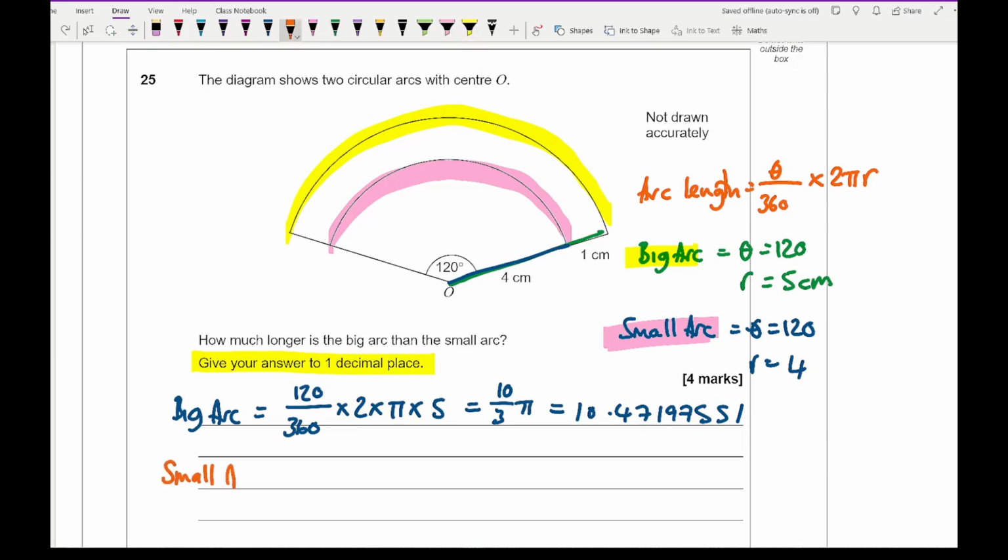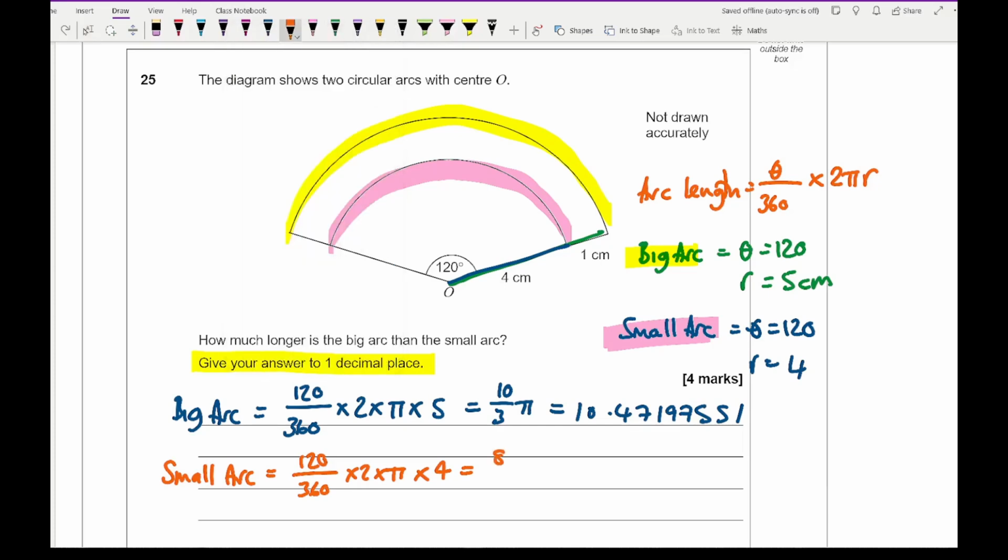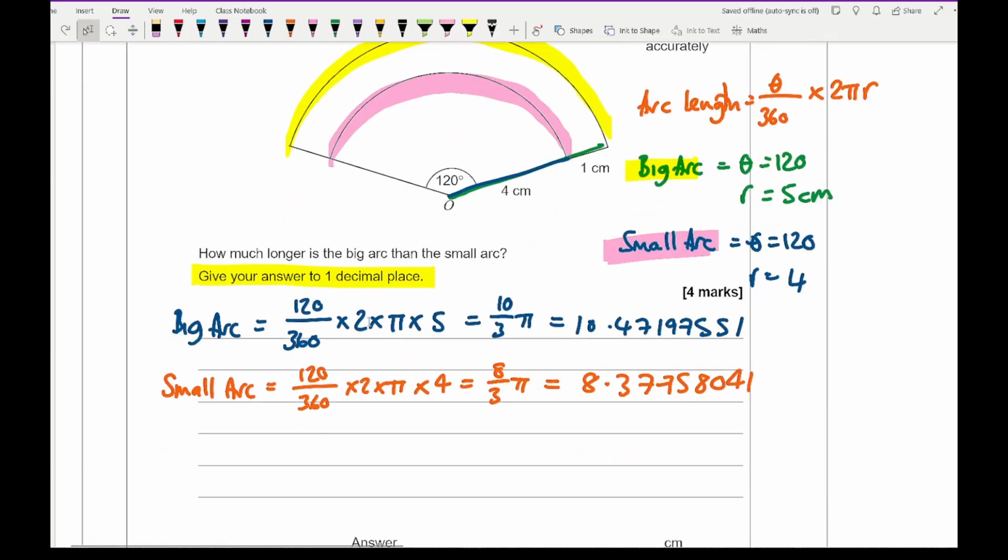So here the small arc, and again substituting numbers, 120 over 360 times 2 times pi, this time multiplied by 4. So again entering that on the calculator, I should have just edited the line that was already there, times 2 multiplied by pi multiplied by 4, and I get an answer of 8 over 3 pi. But if I press the SD button, I end up with 8.37758041. Now the question is asking for the difference, so what I need to do is subtract those two numbers, so this number from this number.